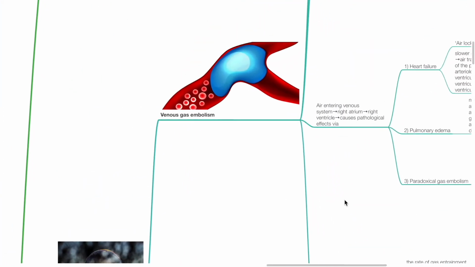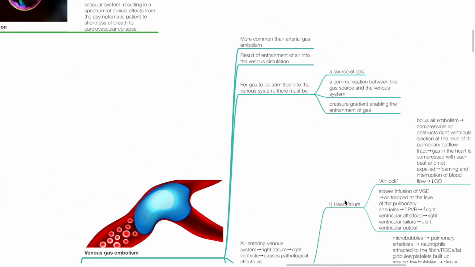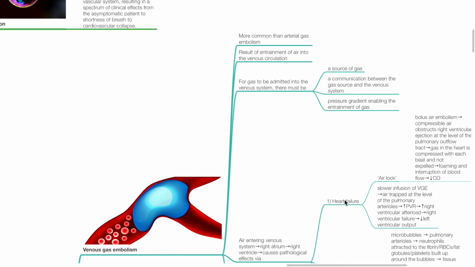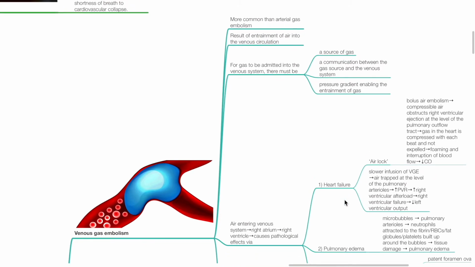Pathophysiology. Venous gas embolism is more common than arterial gas embolism and is the result of entrainment of air into the venous circulation. For a gas to be admitted into the venous system, there must be a source of gas, a communication between the gas source and the venous system, and a pressure gradient enabling entrainment of gas.